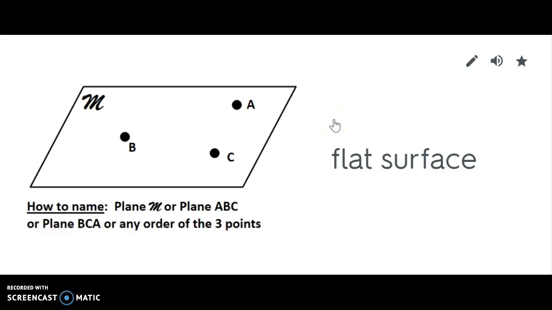And there's several ways to name the plane, and you're going to learn in geometry that it's pretty picky what you have to do. You can name it plane M, and that's a capital M that's cursive in one of the four corners. Or you can name it by the 3 points, which would be plane ABC, plane BCA, any of those 3 points in order. You cannot include that M with those other points because M does not represent a point, it just names the plane. So a plane is a flat surface, and those are the two different ways that you can name them.